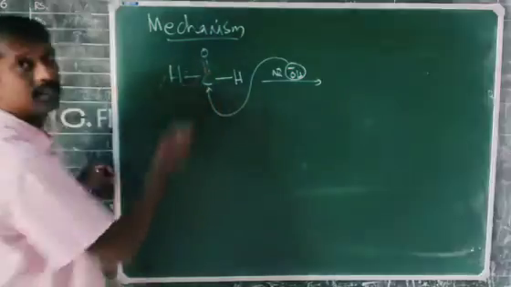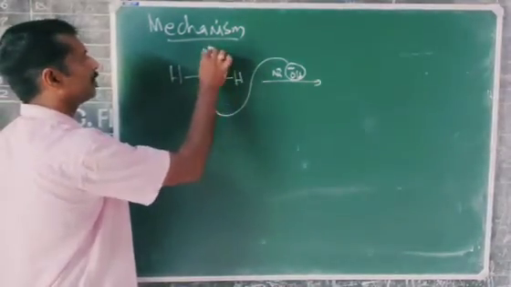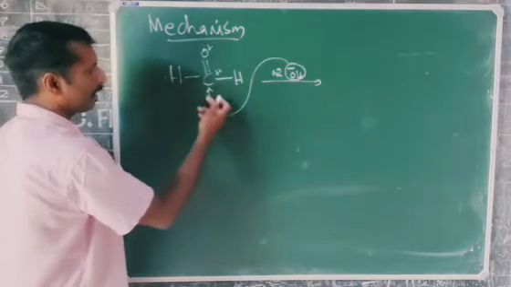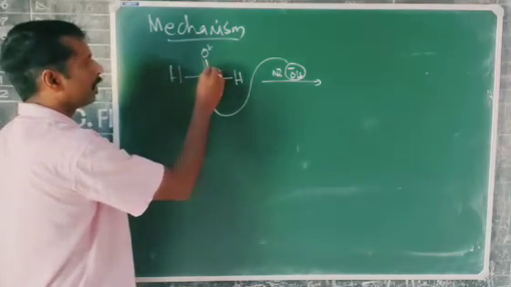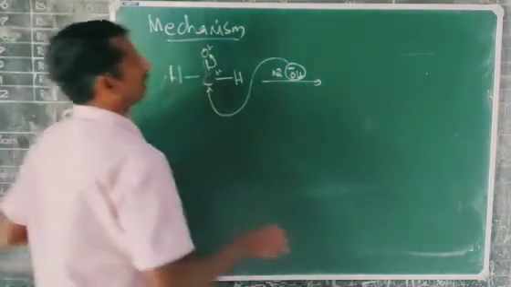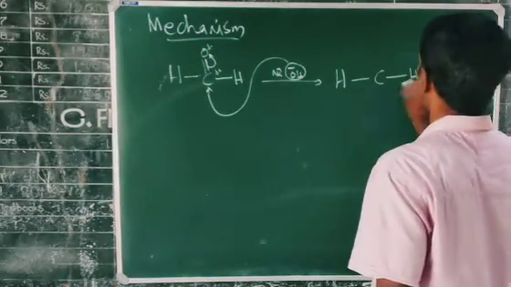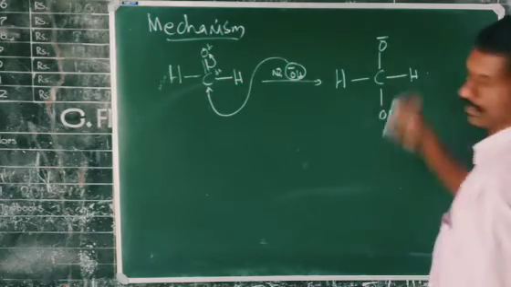Why is it attacking on this carbon? Because the CO group is polar. This carbon is slightly positive, and of course OH minus, our base, is attacking on the positively charged carbon. At that time what will happen? This bond is moving to oxygen, so you get an ion like this: C, here it is H, here it is OH, and here it is O minus.